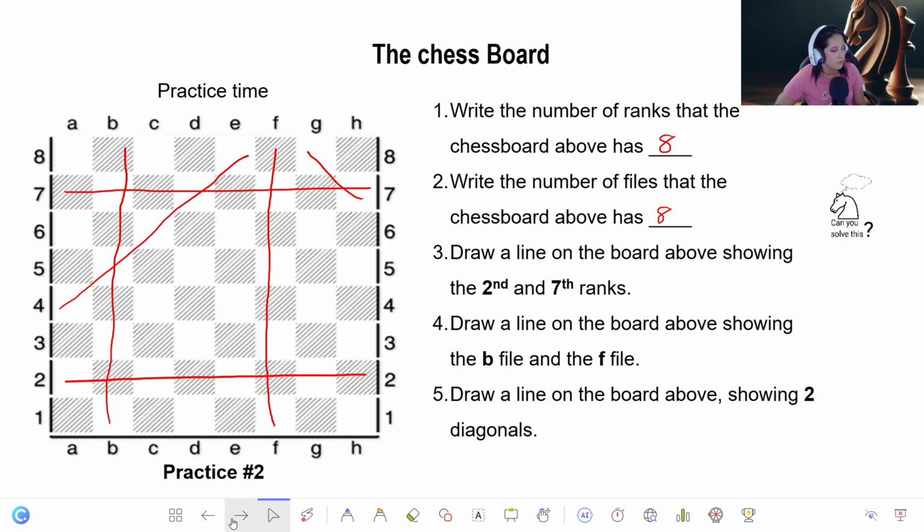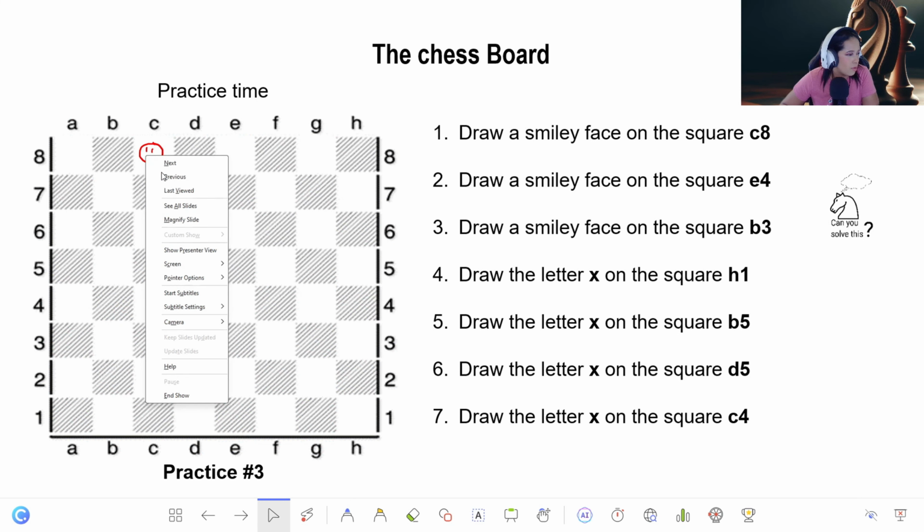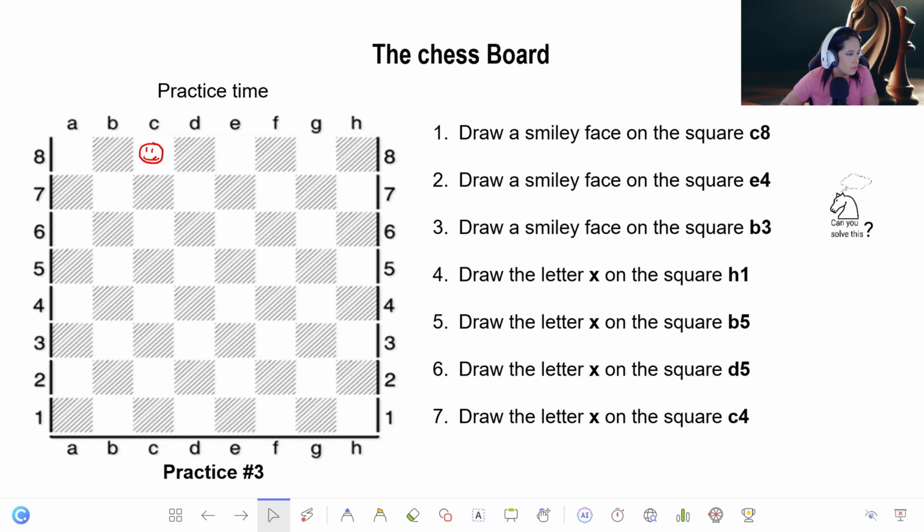Now let's go to practice number 3. The number 1 says, draw a smiley face on the square C8. Let's see how this smiley face comes out. We're going to look for C and go up to 8. And here we're going to draw the smiley face. It could be with a circle. It could be just the eyes and mouth. I will do it like this. Good. Smiley face.